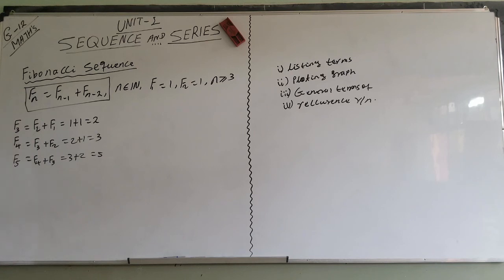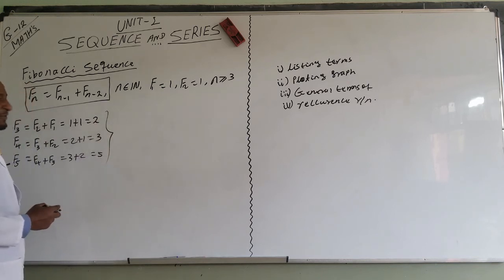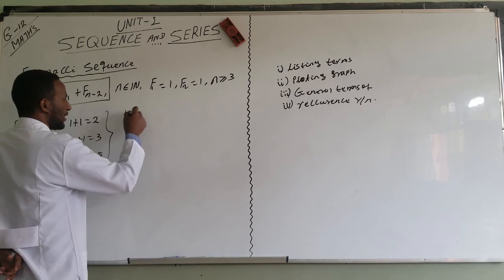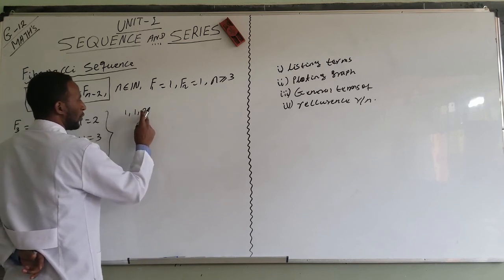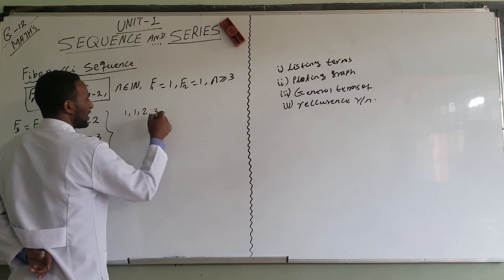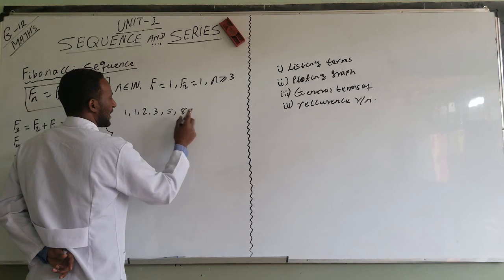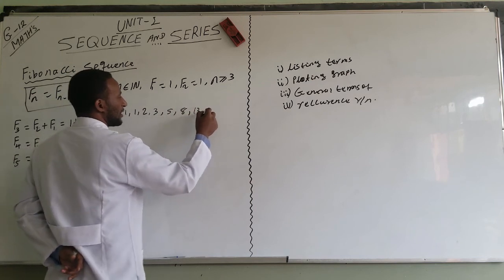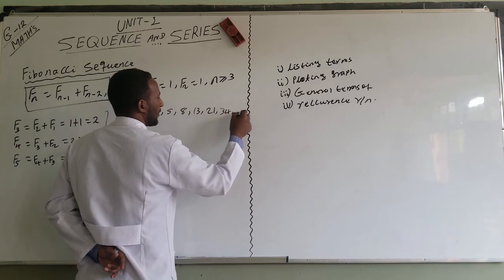according to this pattern, when we conclude, the Fibonacci sequence is 1, 1, 2, 1 plus 1; 2, 1 plus 2, 3; 2 plus 3, 5; 3 plus 5, 8; 5 plus 8, 13; 8 plus 13, 21; 13 plus 21, 34, and so on.